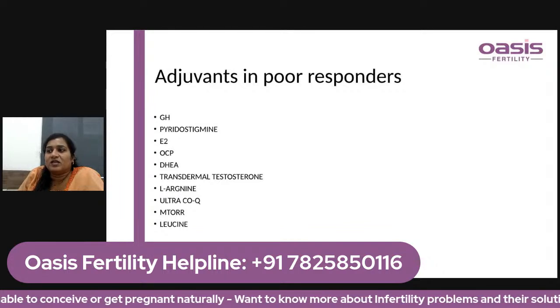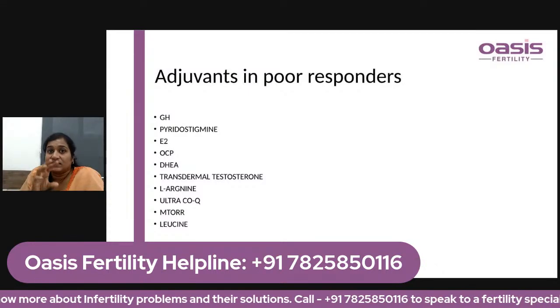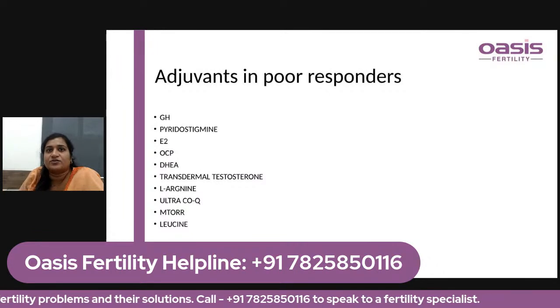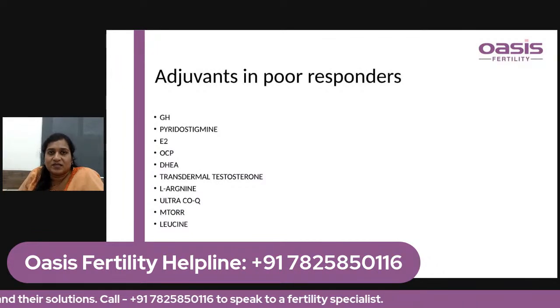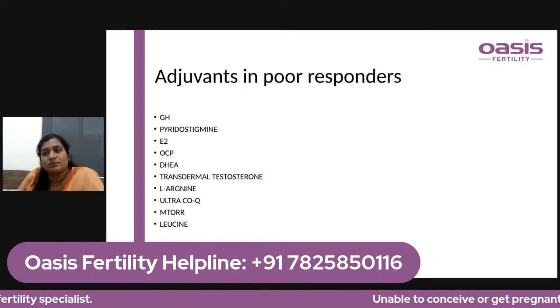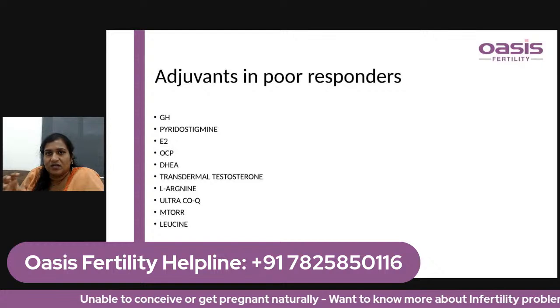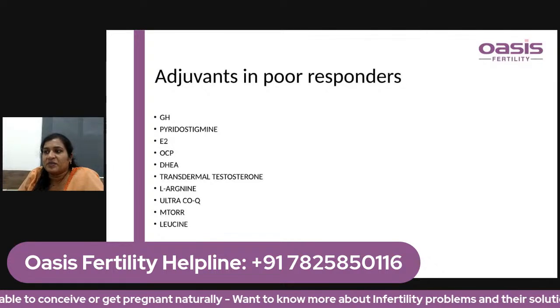Pyridostigmine, and then we give pre-treatment with estrogen so that we get equal sized follicles, equal sized eggs when we start the cycle, so that the number of eggs can be more. And then OC pills, previously we were doing that. Now we have reduced the usage of OC pills, but still OC pills can be given for about 14 or 15 days before treatment so that we can get synchronized follicles.